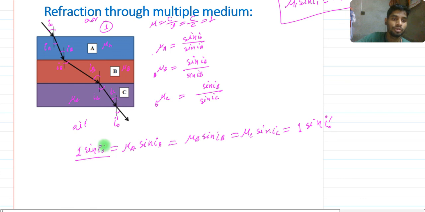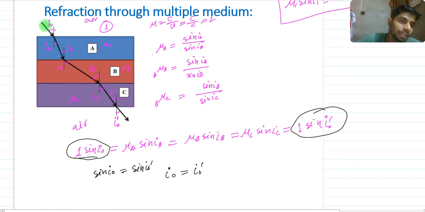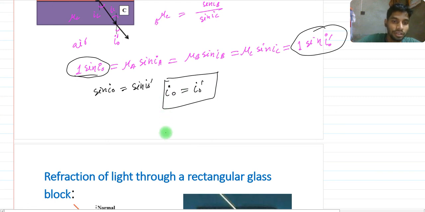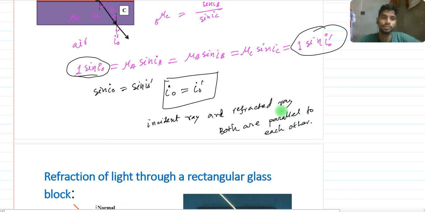So from here you can see sin i0 equals sin i0 dashed, right? That means i0 equals i0 dashed. That means the incident ray and the refracted ray both are parallel to each other.